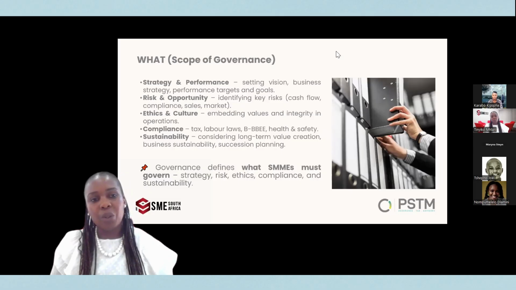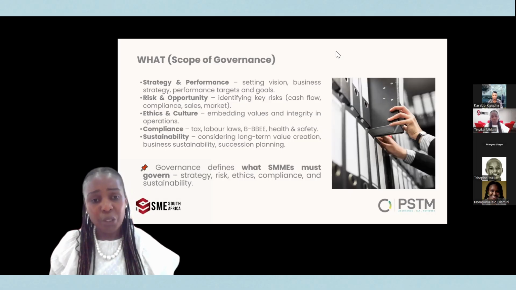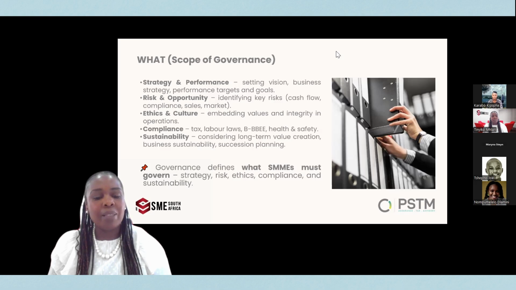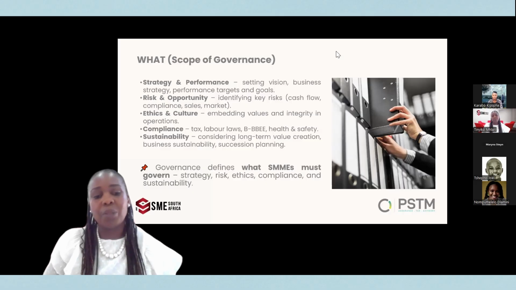So look at your what. What is important to you? What drives the strategy? What are your risks? What are your opportunities? What ethics and culture should you be looking at? What compliance should you be looking at? And sustainability. So SMMEs must govern. You must govern. That is your role. That's governance. This is actually governance. The what, the strategy, the risk, the ethics, compliance. That's what we do as entities, right?